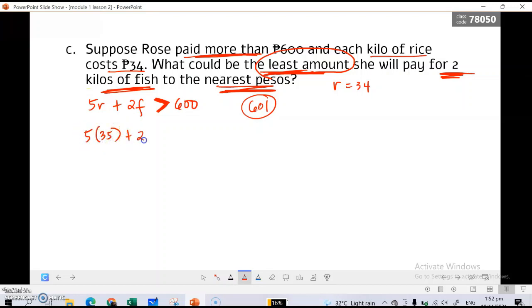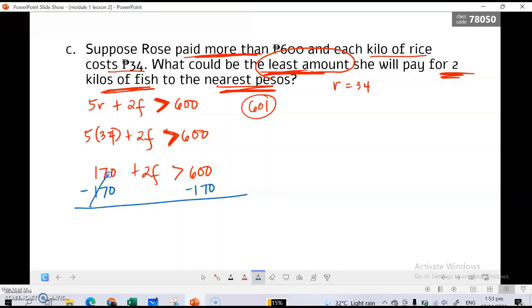Okay, so 2 kilos of fish yan. So, atin na nga yung i-substitute. Yung 5 times 34 plus 2F greater than 600. Greater than na siya ngayon class ha, kanina less than. Bakit 34, no? 34. So this would be 170, right? Plus 2F is greater than 600. Apply tayo ulit ng addition property of equality. We add the opposite of 170 to both sides of our inequality. We get 2F is greater than 430.